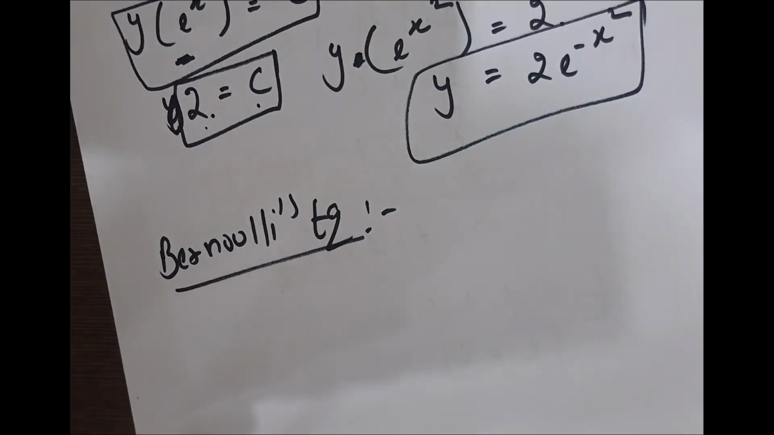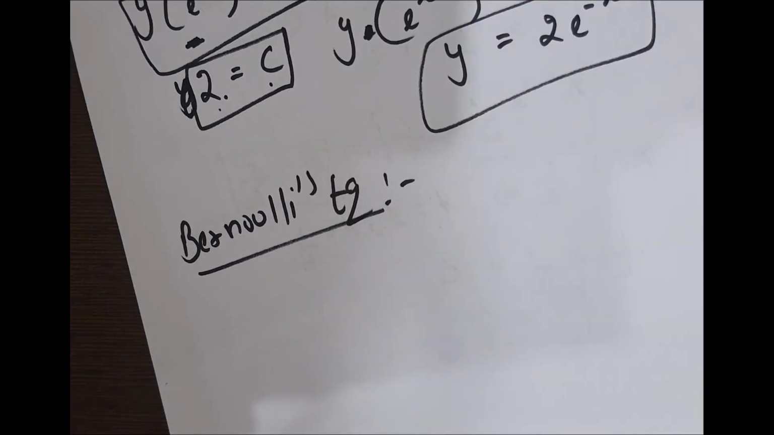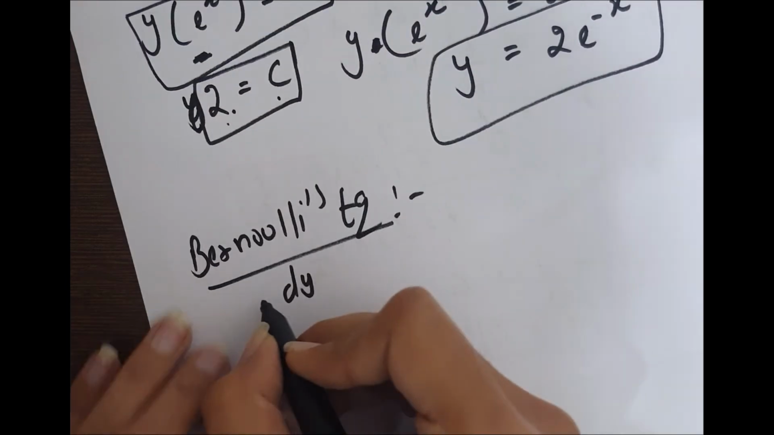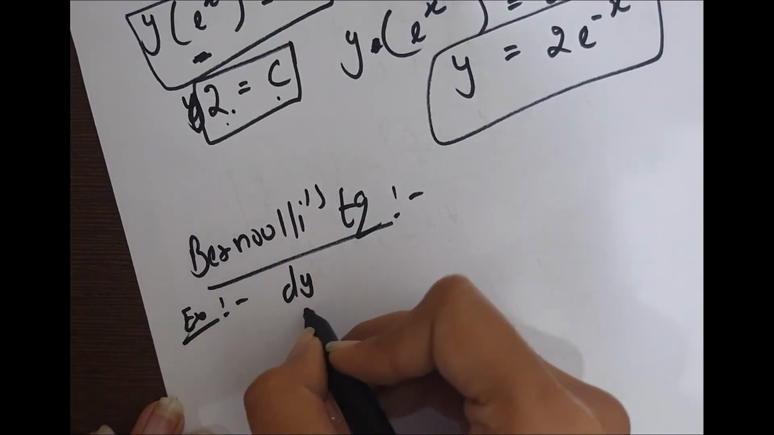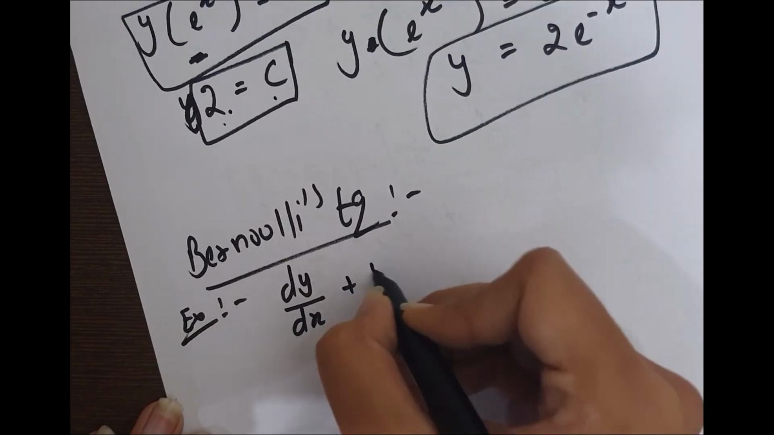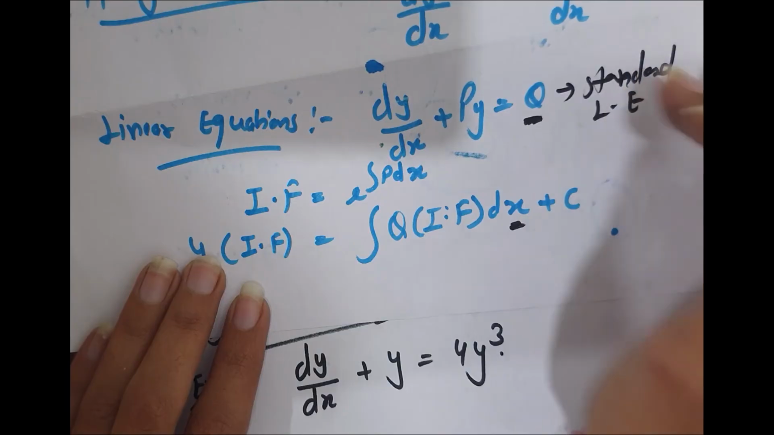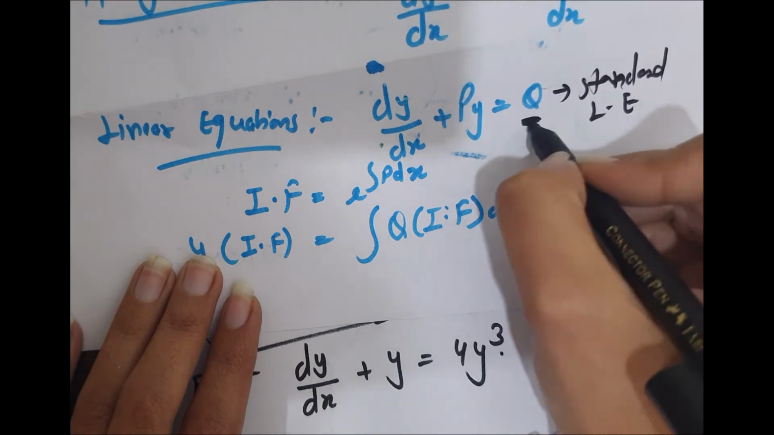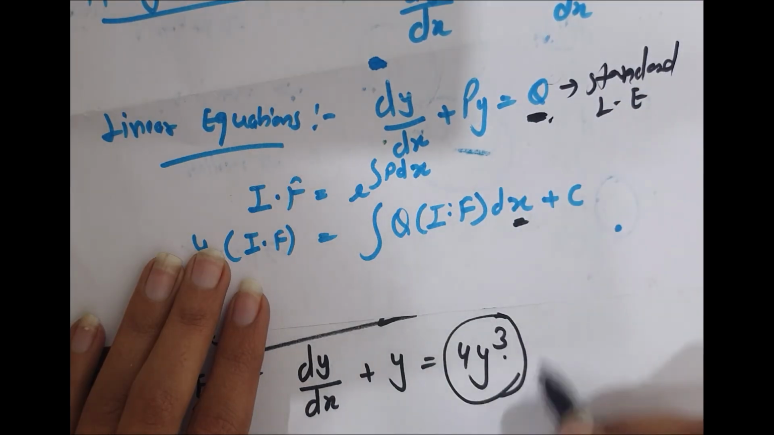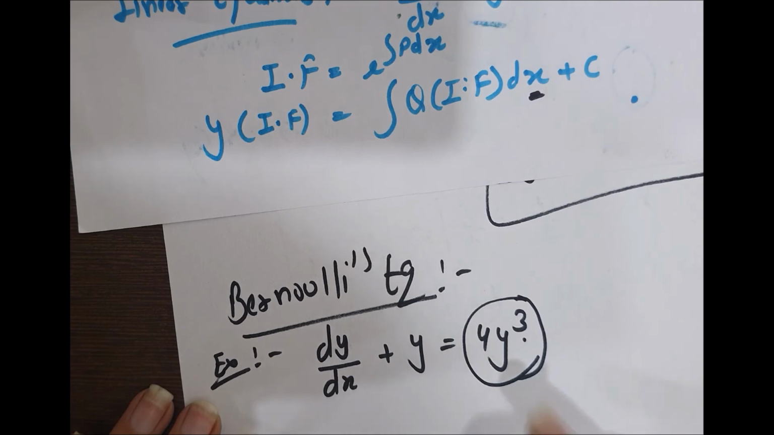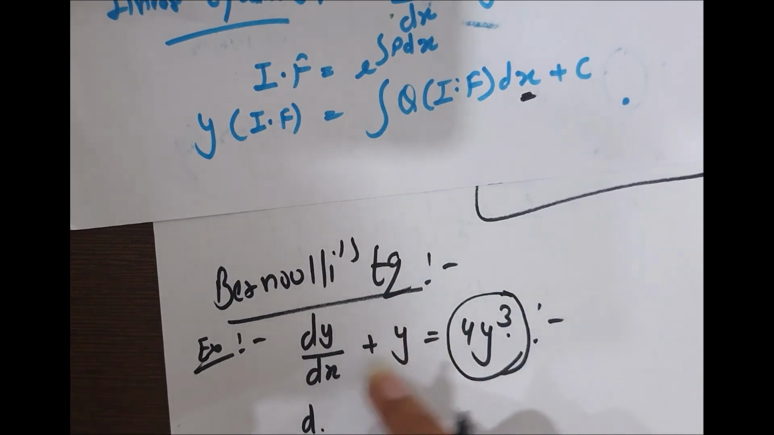Now in previous examples we have learnt about linear equations which are in standard form. If a linear equation is not in standard form, then to convert the equation into standard form we use a method called the Bernoulli equation. For example, if we have an equation like this, let's compare it with a linear equation. For an equation to be linear, this Q should be constant. Here in this case there is also a variable in this equation, so we have to convert this equation into linear equation form. These types of equations are called Bernoulli equations.